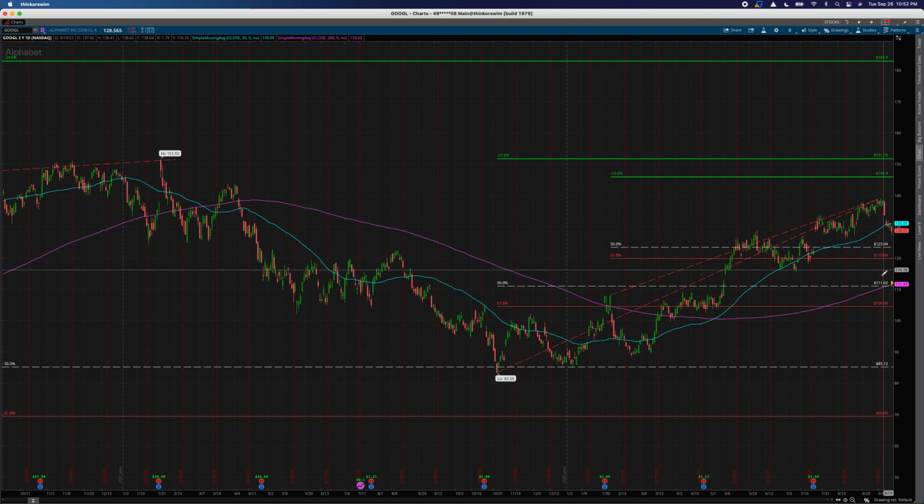The target from 111 would be a 152 if that setup were to trade. And that could certainly help Google make new all-time highs and continue toward its larger target of 183. Moving into Amazon.